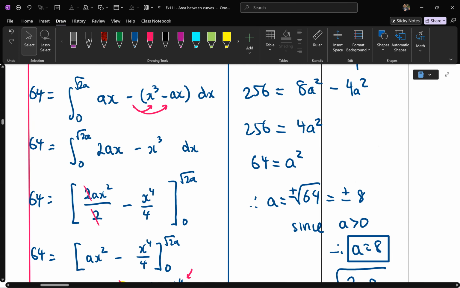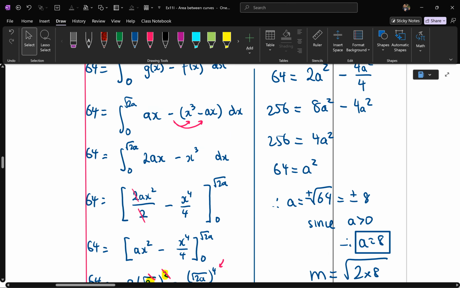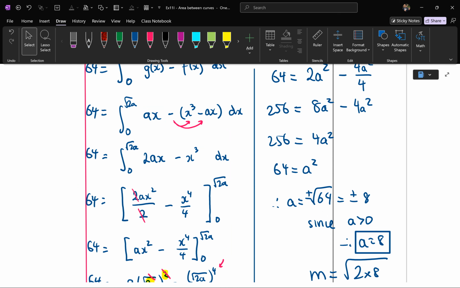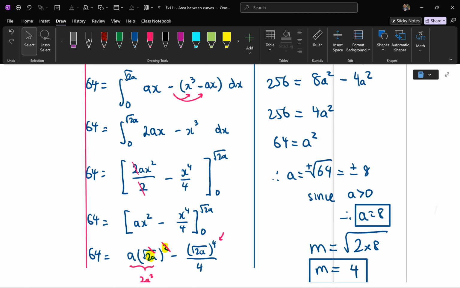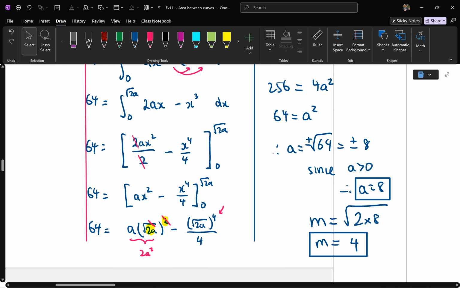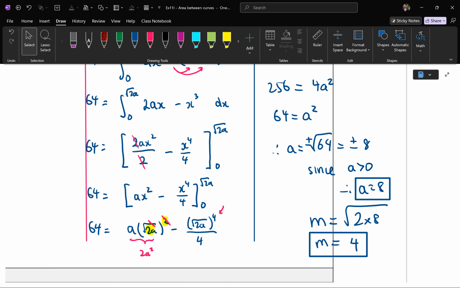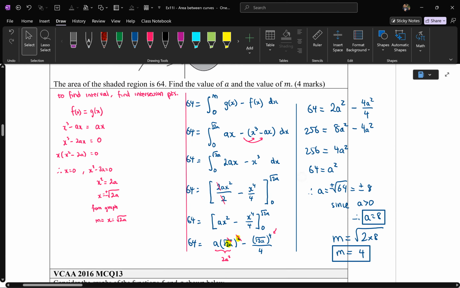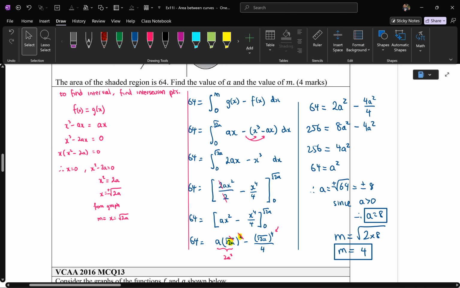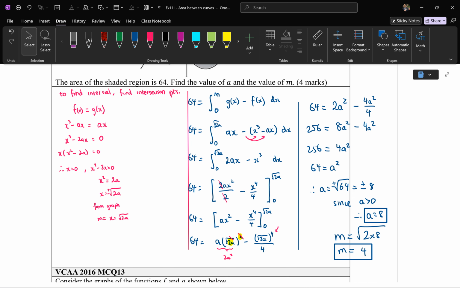A should get plus or minus 8, but since they already told you a is greater than 0, a must be 8. That means m must be root of 2 times a. So 2 times a is 16, but then root of 16 is 4. So a should equal 8 and m equals 4. Nicely. Can I get a show of hands who got all 4 marks? All right, not too bad. All right, so the process was the same as the example I did before, except it's just a bit of playing around there. But that was a nice question to have a look at. I'll stop the video.